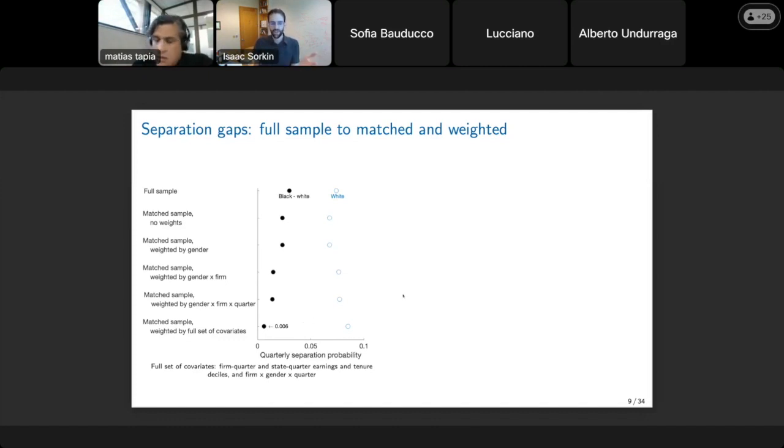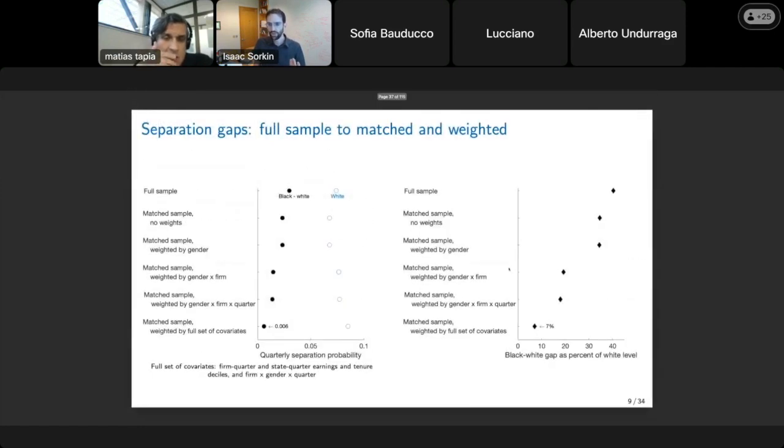Some of you might find 6.6 percentage points hard to interpret. An easier way to interpret this is to divide the black-white gap by the white level, which is what I do here. So in the full sample, the gap is about 40% of the white level. In the match sample, we're down to about 7% of the white level, which is still meaningful.